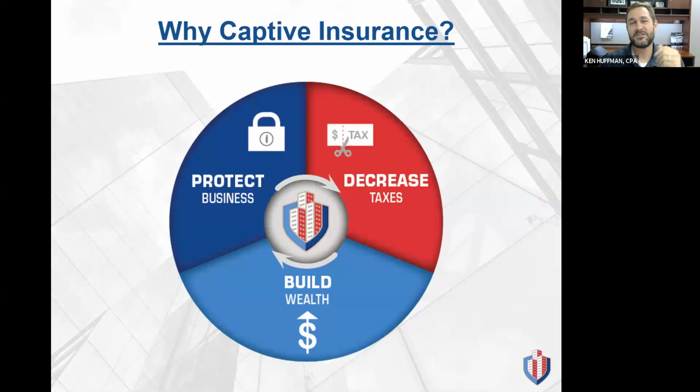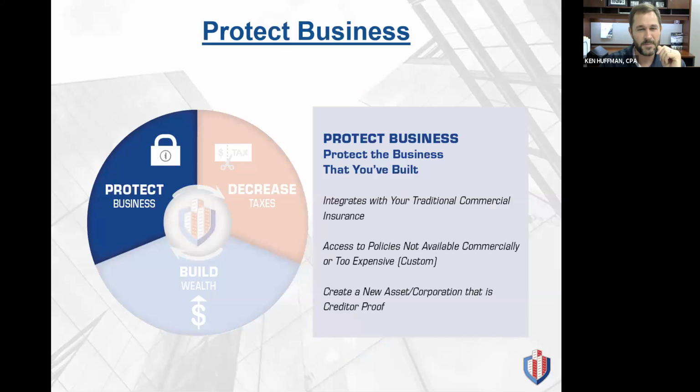So what does captive insurance do? There are really three benefits. It's going to protect the business, it's going to decrease taxes, and it's going to build wealth. We'll look at each one of those. First, protect the business that you've built. Business owners take 20, 30 years to build their business, right? They build it up, and they want to protect what they built. A captive is a great way to do that. You're not replacing your commercial insurance. It integrates with your commercial insurance. So that's very important to remember.